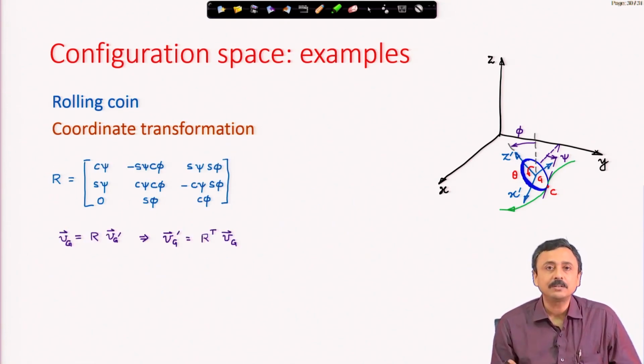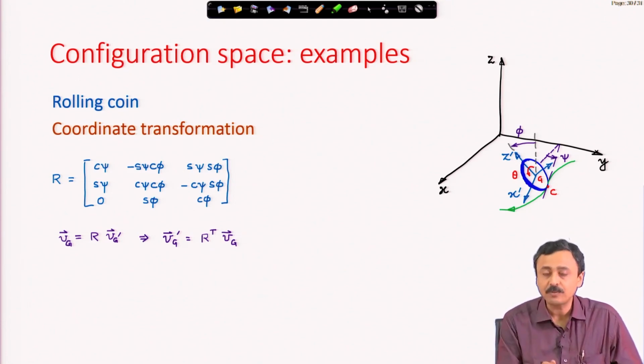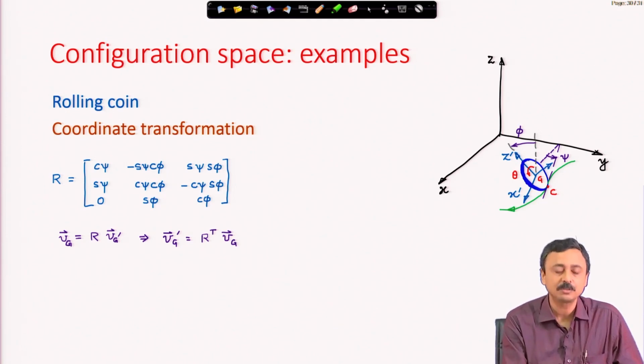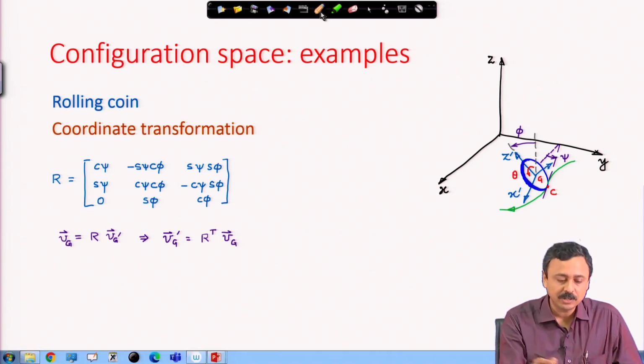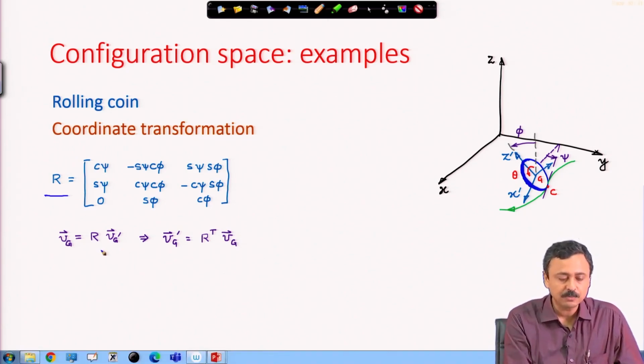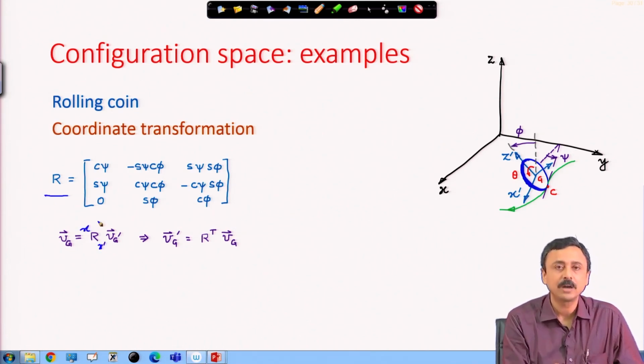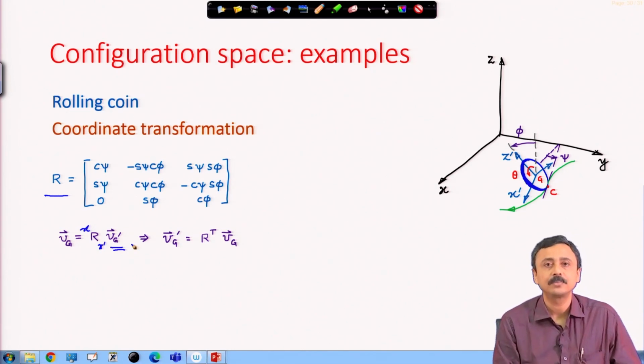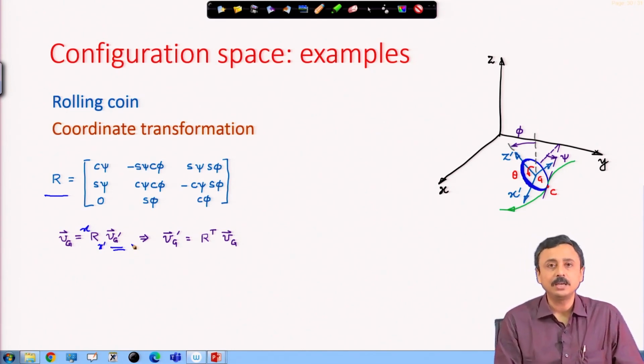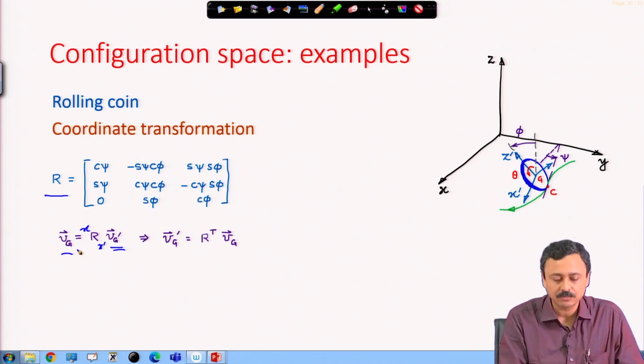Now, the velocity of the center of mass in the XYZ frame can be transformed using this rotation matrix. The velocity of the center of mass is a vector, and it has a representation in the primed frame as well as in the ground fixed frame. The rotation matrix we have written gives a transformation from the primed frame to the ground frame. Therefore, if I multiply it with the velocity in the primed frame, I will get the velocity of the center of mass in the ground fixed frame.